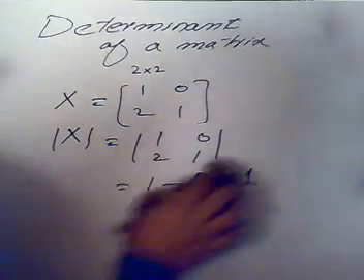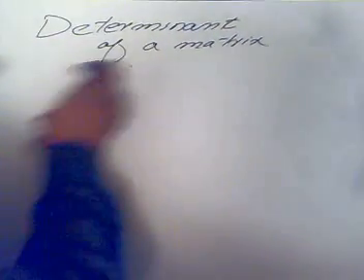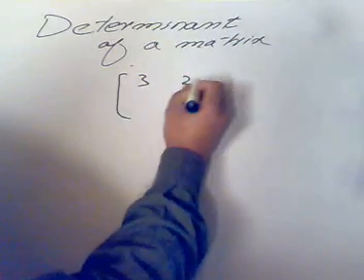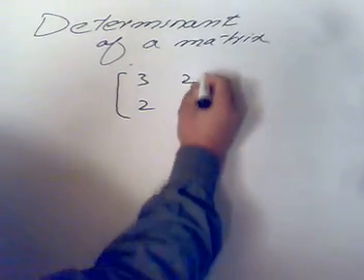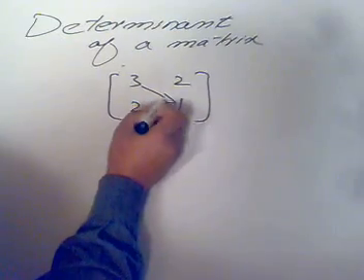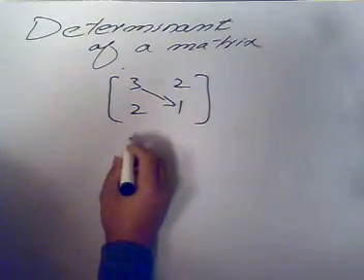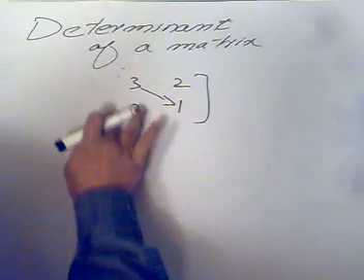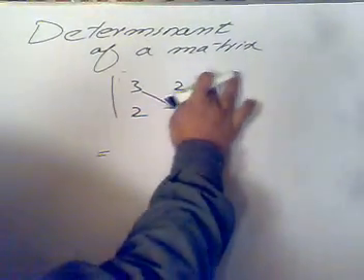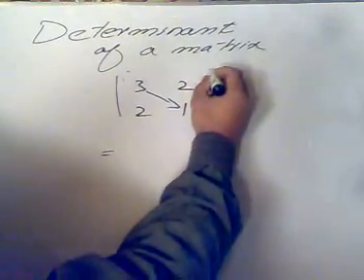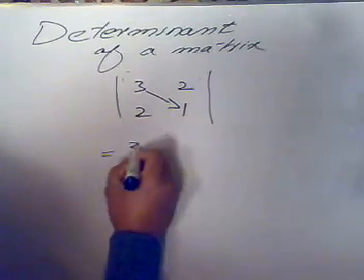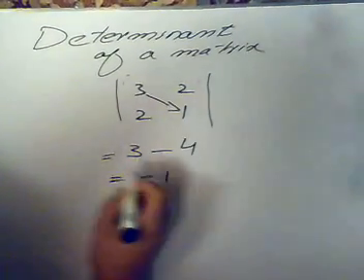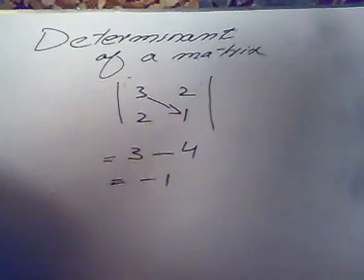Now another example. Another example is 3, 2, 2, 1. Now we will multiply these elements like we did in the previous example. Suppose it should be bars; we cannot solve it if we have the brackets. This will be 3 1s are 3, then negative 2 2s are 4, and it will be negative 1. Okay, another example.